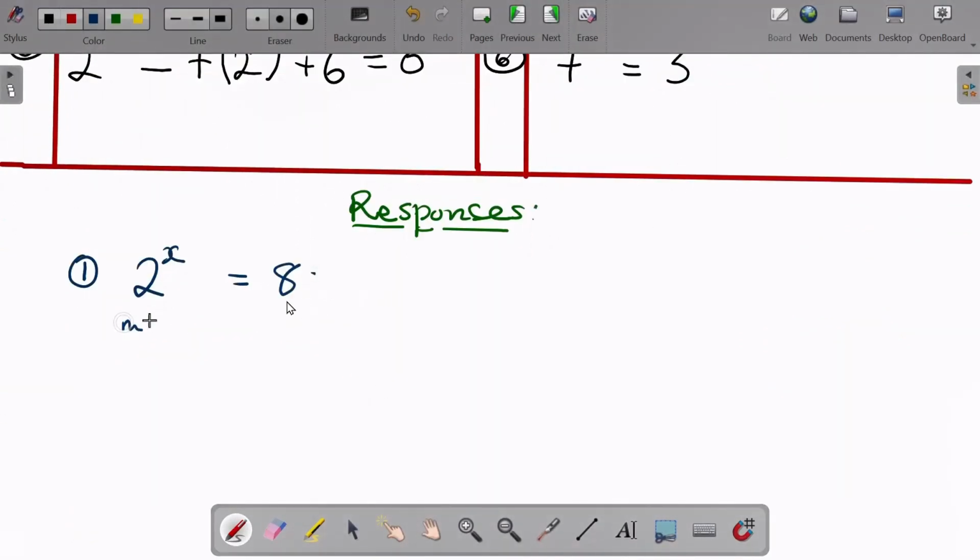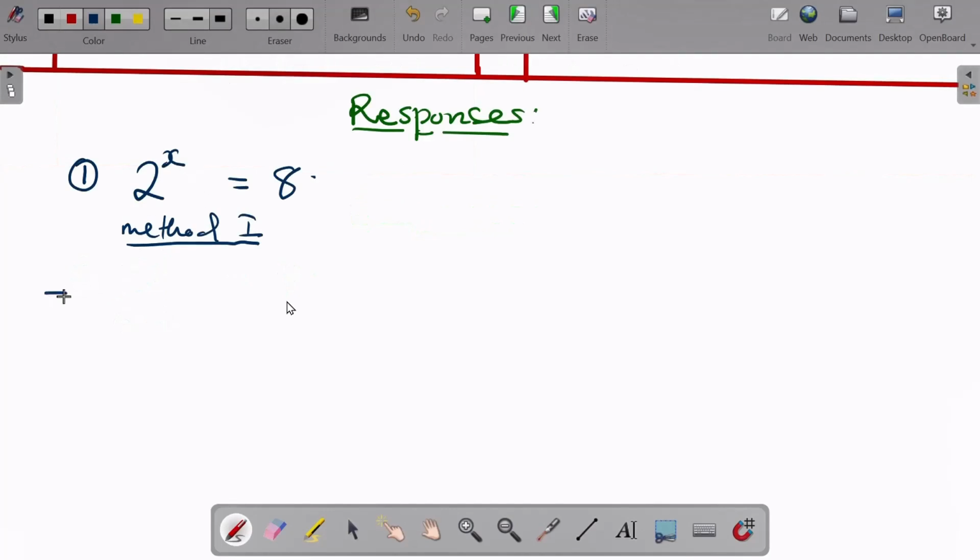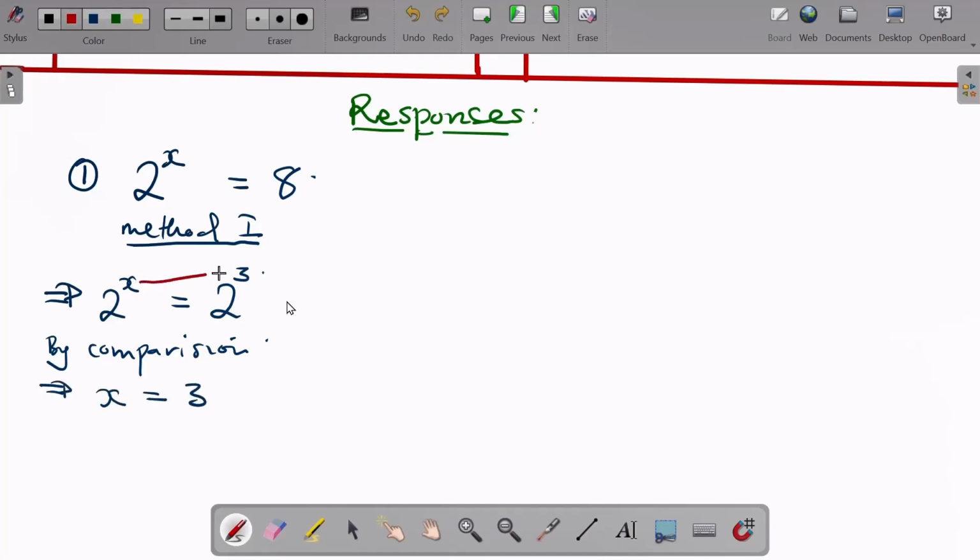Let's have method 1. By following the rules of indices, this implies that we have 2 power x is equal to, if we break down the 8, the same as having 2 to power 3. And by comparison, since the bases are the same, let's compare the powers. It implies that our value of x equals 3. This is what I mean: since the bases are the same, the value of x is 3.